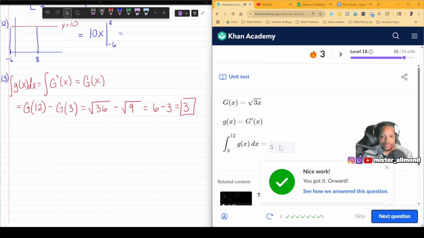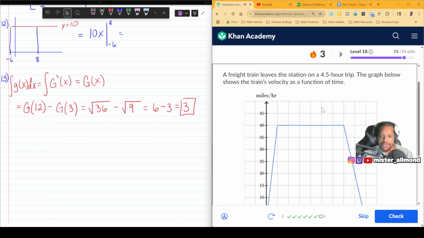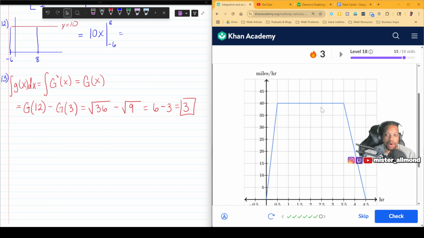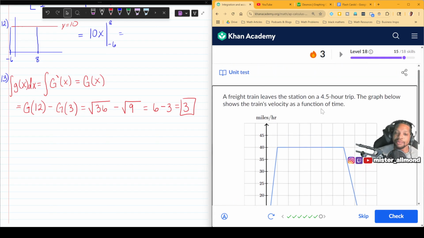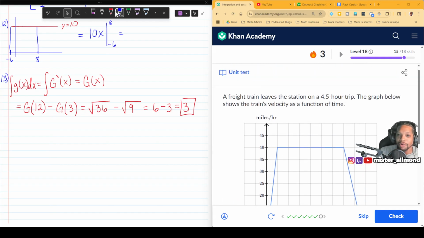Okay. We are on number 14. We got 34 problems total. But we have not missed one yet, thanks to the chat. If it wasn't for y'all, chat, I probably would have got like at least 2 or 3 wrong. Not even kidding.